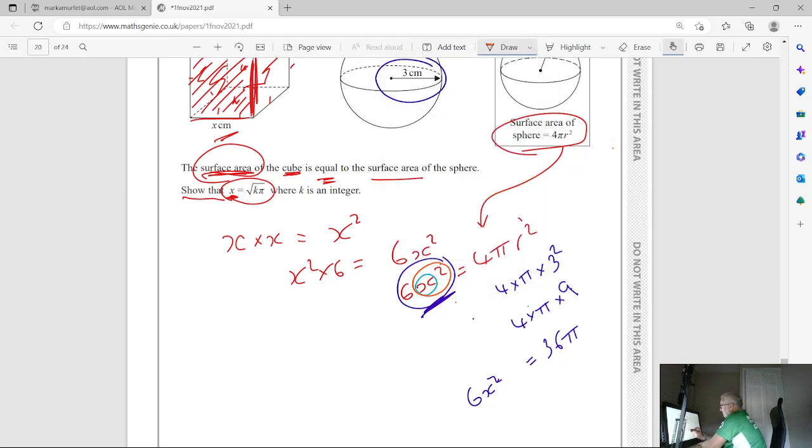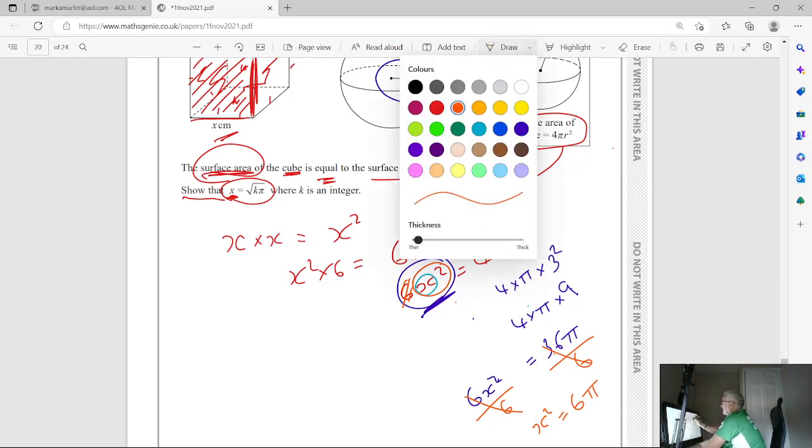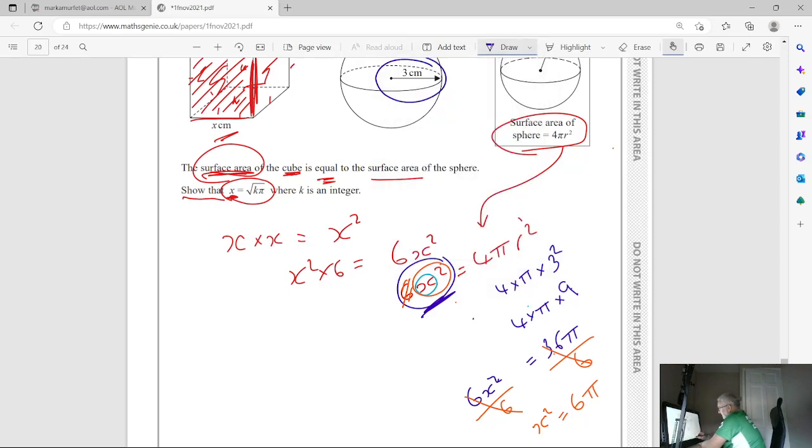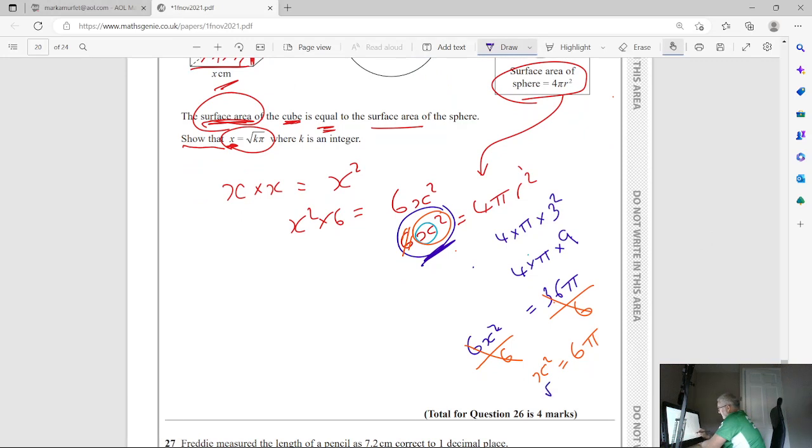Remember what we're going to do. We're going to do these backwards in order. So we're going to get rid of the 6. Remember that was 6 times x squared. So divide through by the 6. 6 goes into 36 6 times. Remember that's x squared. And to solve for the x squared, remember we're just going to need to square root both sides. So x equals the square root of 6 pi. So k equals 6.